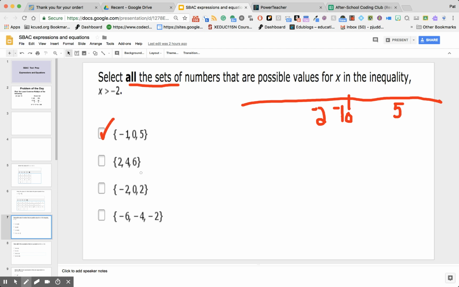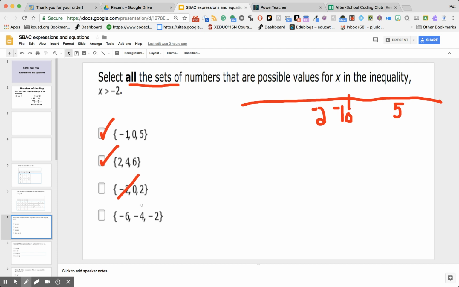Now, I'm going to look at my next set. And the first thing I notice is all of my numbers are positive. Well, if they're all positive, they're all to the right of 0. And so, yeah, all of those numbers work. So now I'm going to look at my next set. -2 is greater than -2. Well, no, it's not. It's the same number. If just one of these items is not correct, the whole set is wrong.